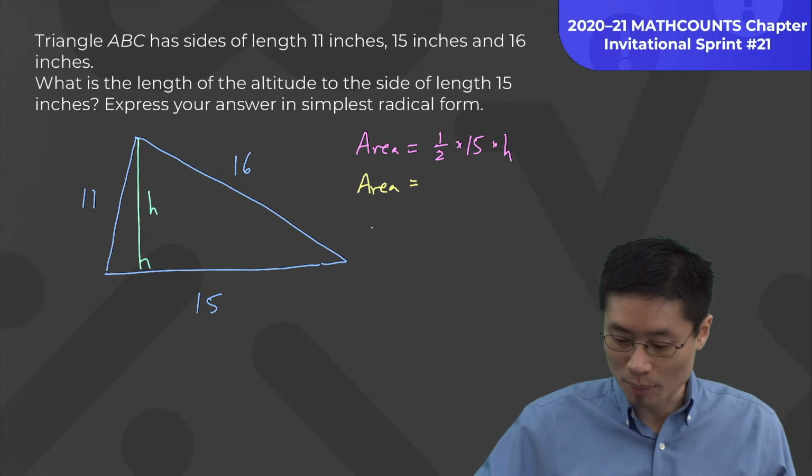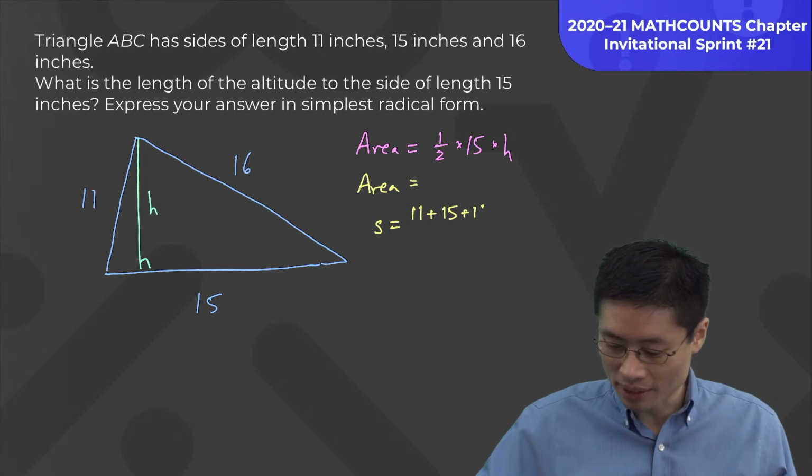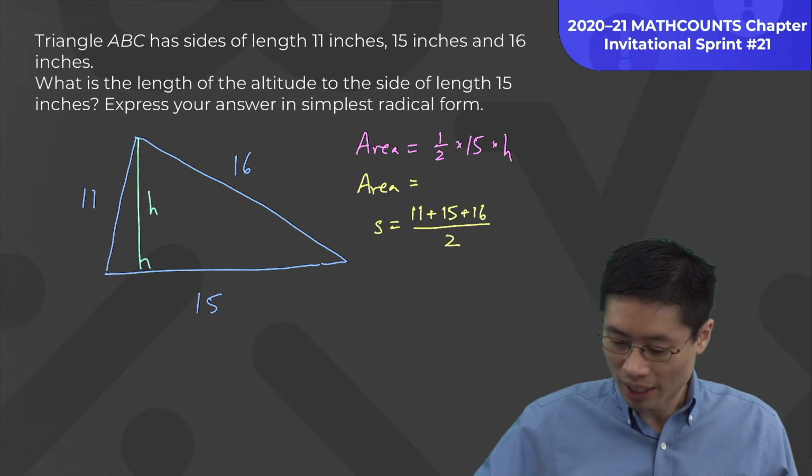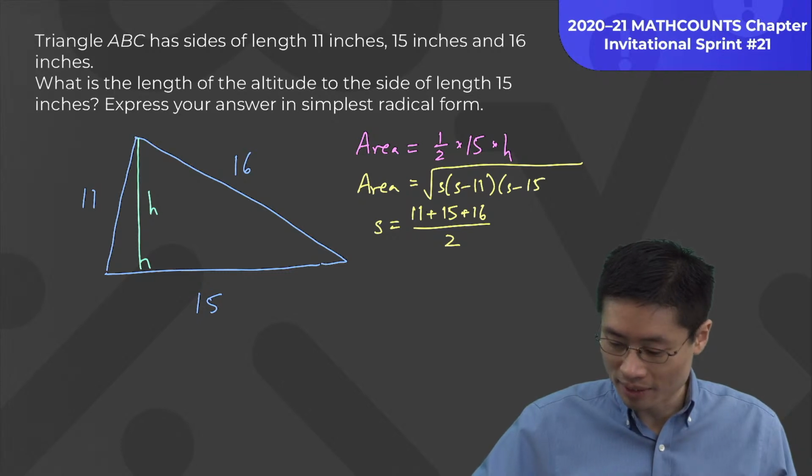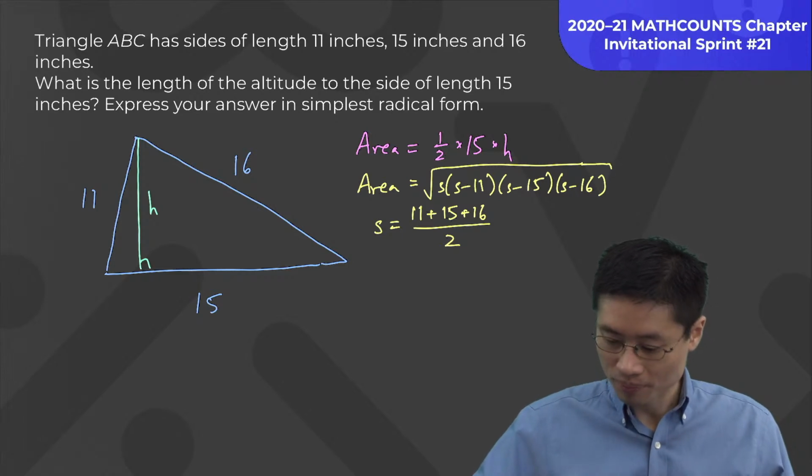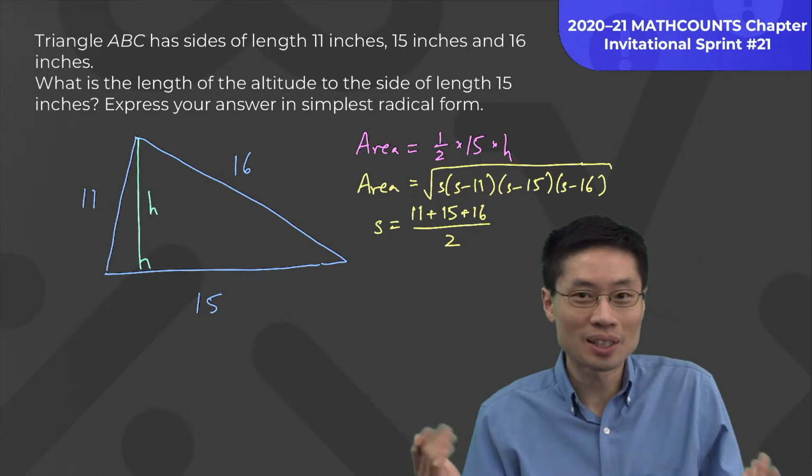S stands for the semi-perimeter. The semi-perimeter is half the perimeter, 11 plus 15 plus 16 divided by 2. And the area is the square root of S times S minus A times S minus B, where these are the side lengths, times S minus C. Okay, so I just need to work out all of these things.